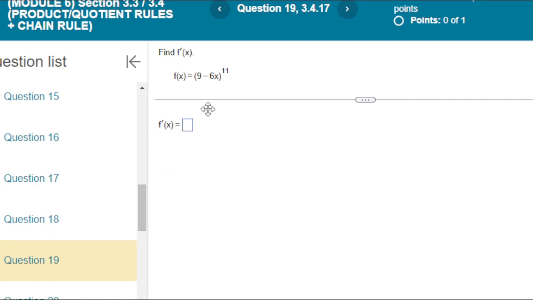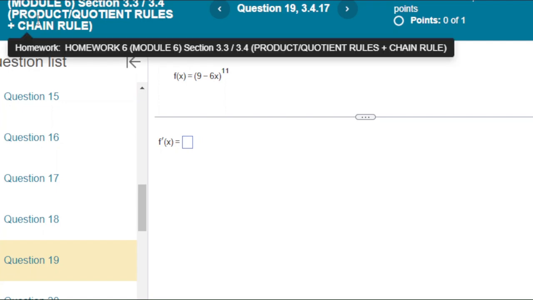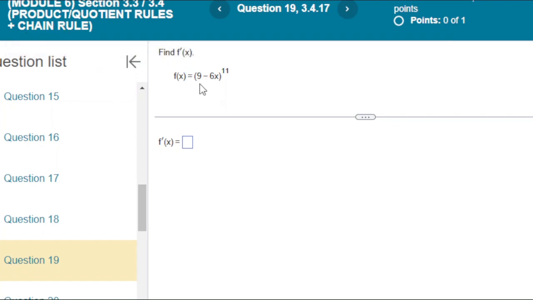Okay, now starting at 19, we're going to use the chain rule. So far, all these problems have dealt with the product rule and the quotient rule. What about the chain rule? Well, the chain rule tells us how we take the derivative of a composition of functions. So not when you're multiplying two functions or dividing two functions, but when you have one function inside of another function. And notice we have an inside function here, 9 minus 6x. But what's happening to that? It's being raised to the 11th power.